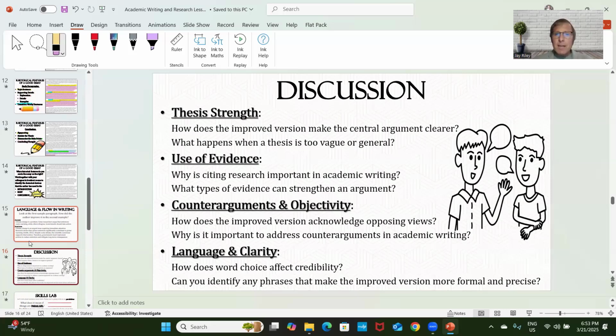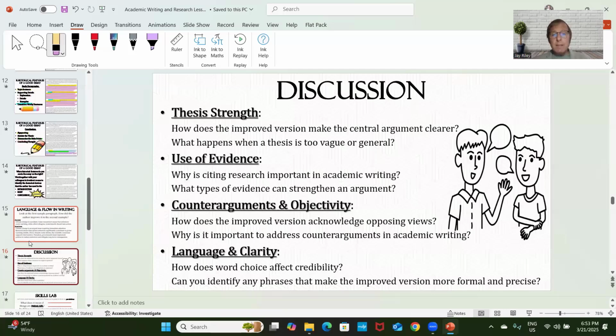Counter arguments and objectivity. So I think it's really important, particularly when we are writing a persuasive piece, that we acknowledge opposing views, right? We want to acknowledge opposing views because it shows our audience that, number one, we're aware of them, right? If we fail to mention counter arguments, your audience may be reading your piece and thinking, does this person even know about this argument? So when you mention that counter argument, you show your audience, yes, I am aware of that, but this is why it's wrong, right? So you want to mention that counter argument and then you want to refute it.